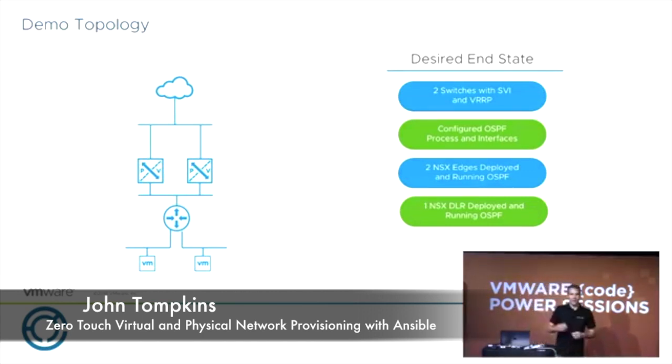So our desired end state for what we're going to do here, we're going to have two configured physical switches. We're going to deploy a VLAN. We're going to create an SVI for that VLAN, and we're going to configure VRRP so it can act as a gateway. We're going to set up an OSPF process, and we're going to enable that on an interface, on that SVI interface we created. And then we're going to deploy the two NSX edges. We're going to configure OSPF on them. We're also going to deploy that DLR and configure OSPF on it.